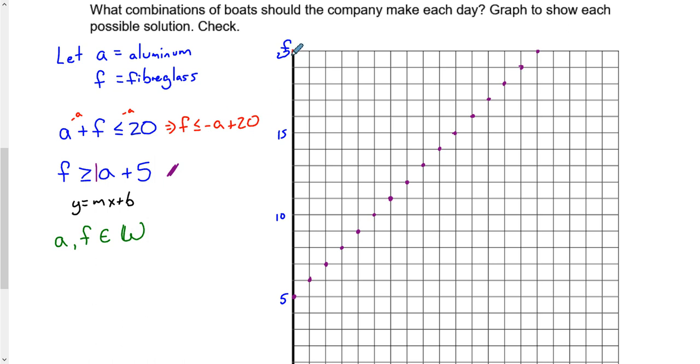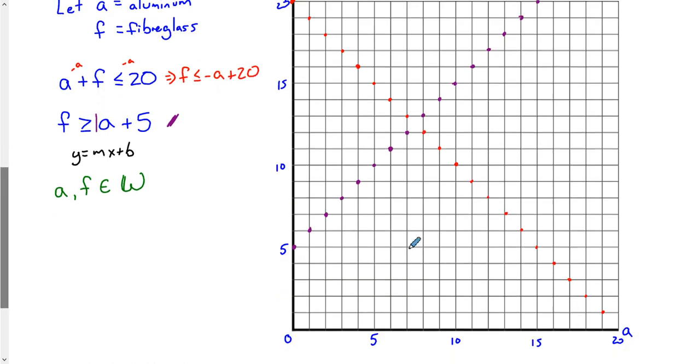Y-intercept of 20, slope of negative 1, which means when I graph my dots, I can continue all the way down here. No, scroll down a slight bit more.